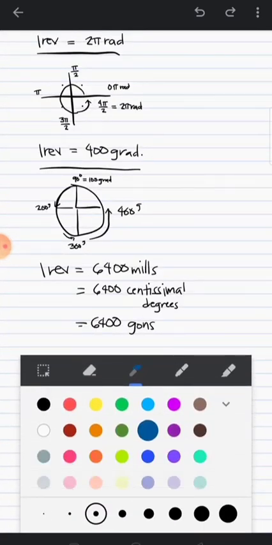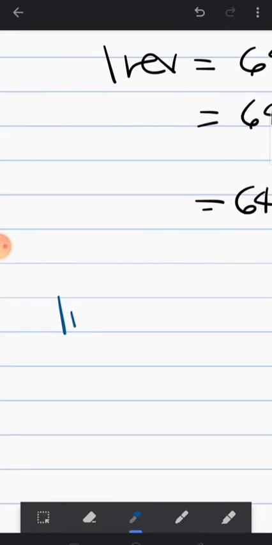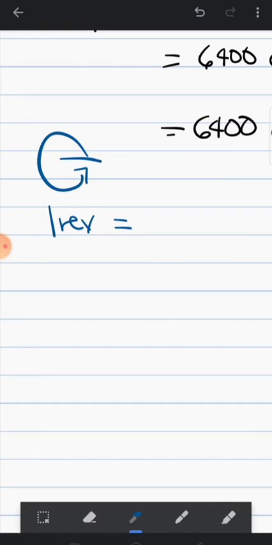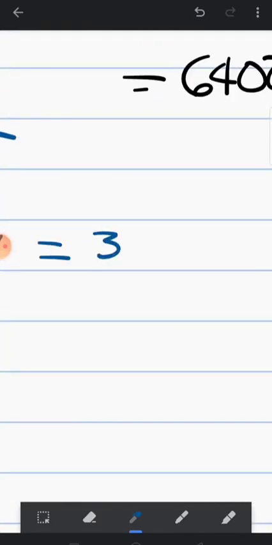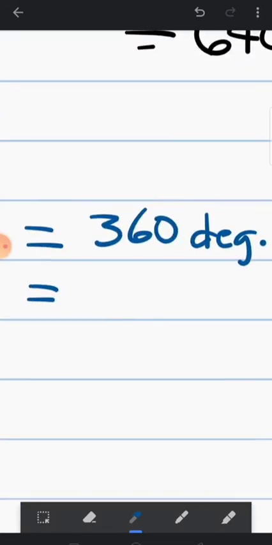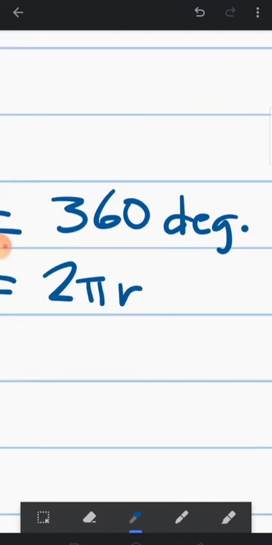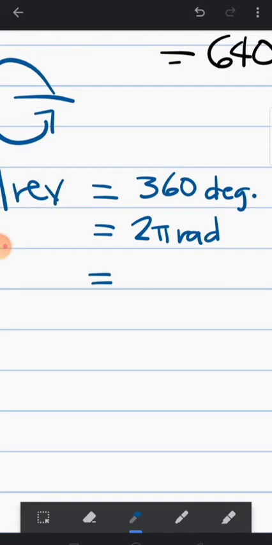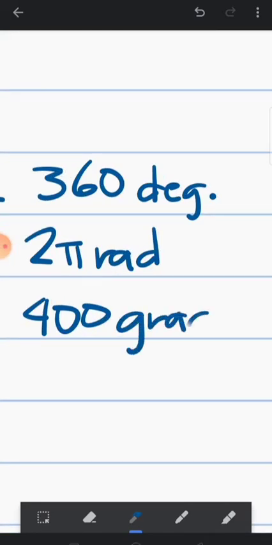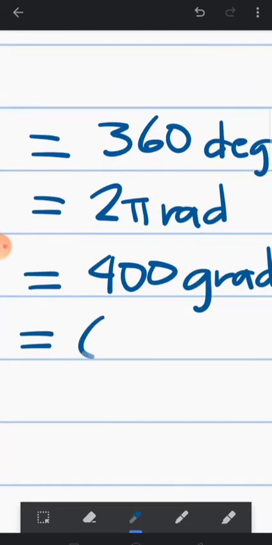So in summary, we have here one revolution or one turn of a circle. It's like that from a reference point. One revolution is 360 degrees, that's 2 pi radians, and 400 in terms of gradients, and 6,400 mils.